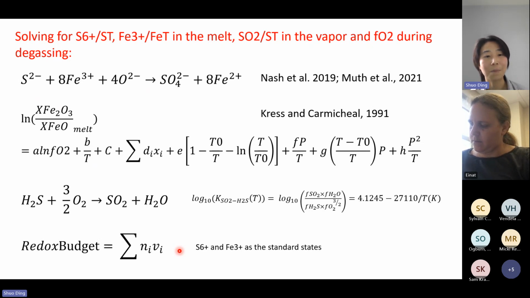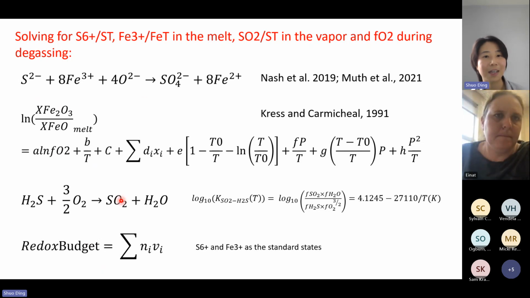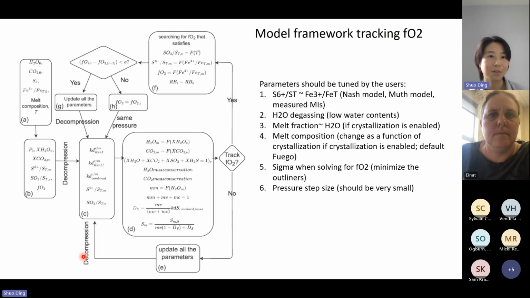So the amount of electrons that are available compared to certain reference states is always the same. So these are 4 equations, and we have 4 unknowns. So SulfurX can solve all these 4 together and find an FO2 that satisfies all these equilibriums. So that's how SulfurX deals with the redox change of the system.